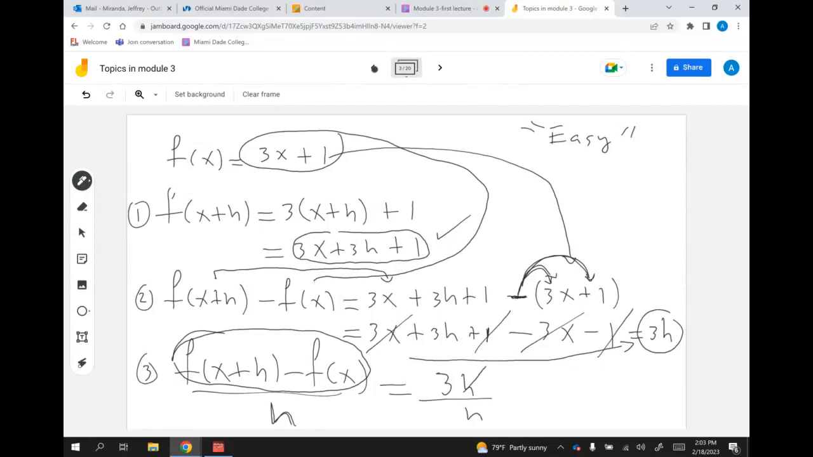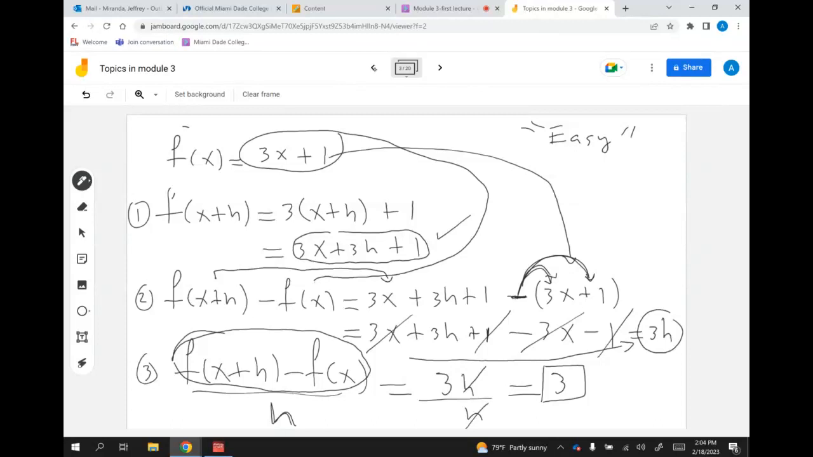So notice that the h gives you 1. Some people say that it cancels, but in reality, h over h is actually 1. 1 times 3, what's left is just 3. This is your answer. Okay? That's your answer. Which is the same thing if I would have asked you to find the slope of this line.